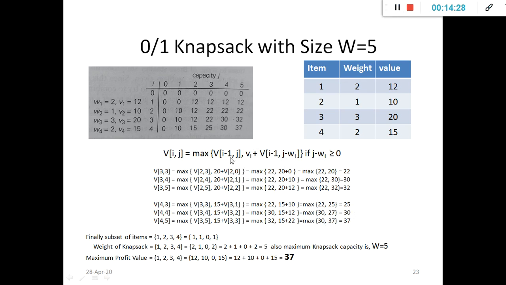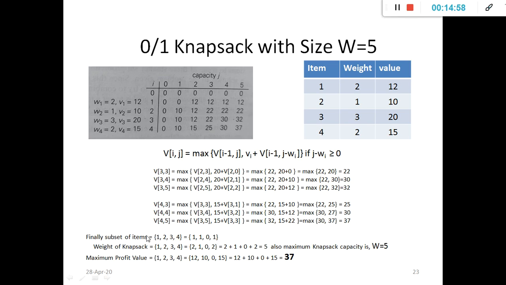Now by applying these formulas, the table is ready, and this table will give the maximum profit as 37. Then next you have to take a decision about which items are included in the knapsack to get the maximum profit of 37. Let us see, we get this maximum profit 37 because of the fourth item.